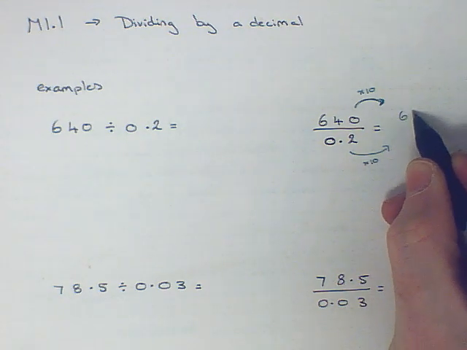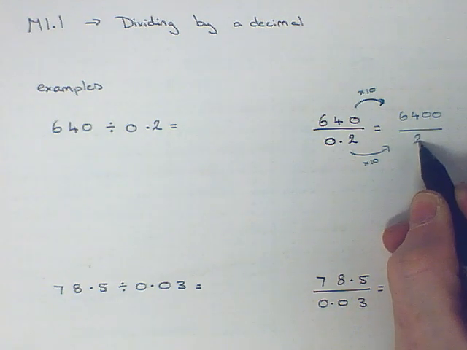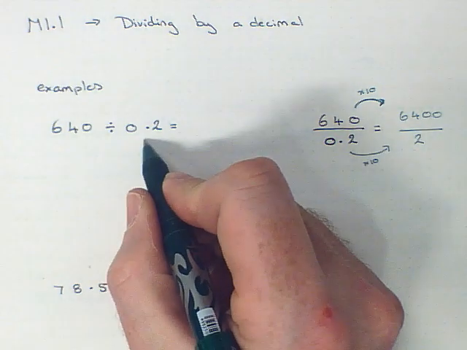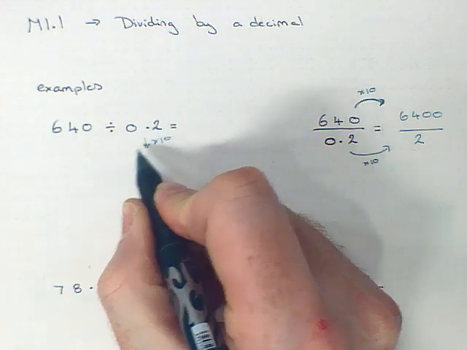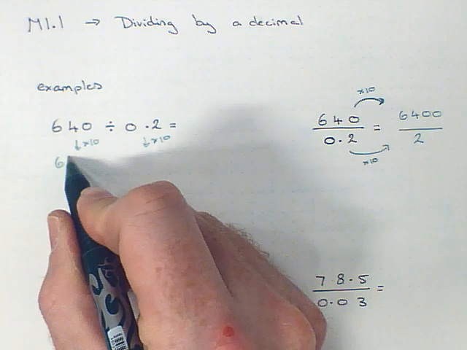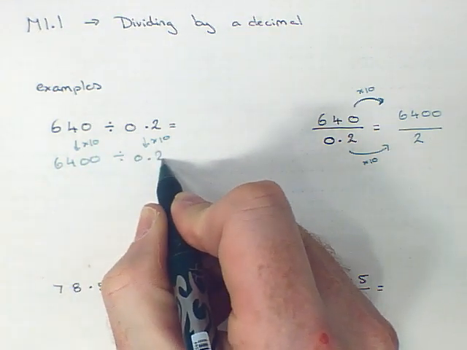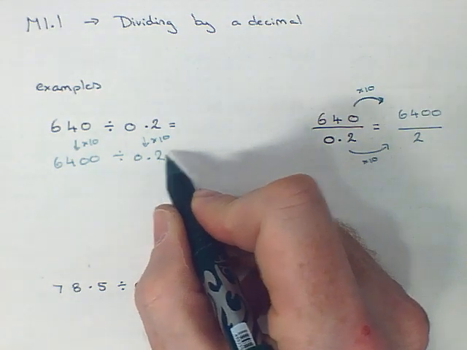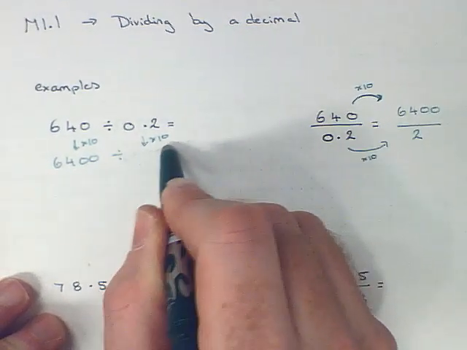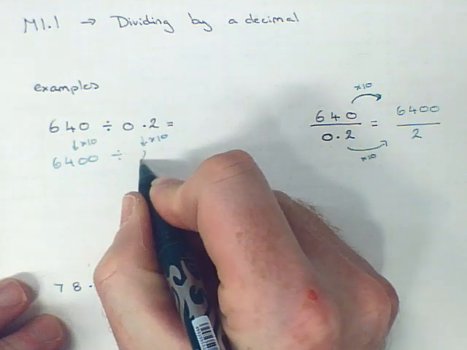So this becomes 6,400 over 2, and they're going to give us the same answer, remember, because they are equivalent fractions. Equally, if I was going to use this method here, I'd multiply both of those by 10 to get 6,400 divided by 0.2. Now, sorry, not 0.2. That's wrong. And when we make a mistake, we can just rub it out and we can write the correct number in.